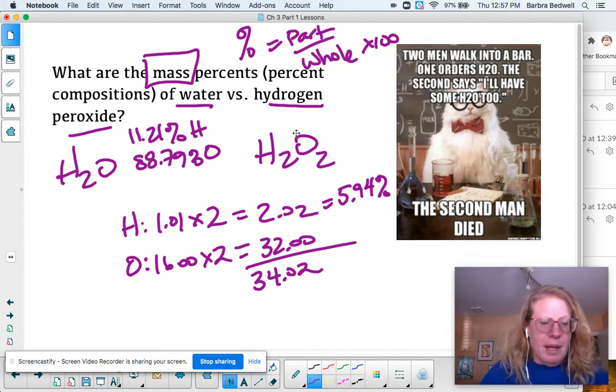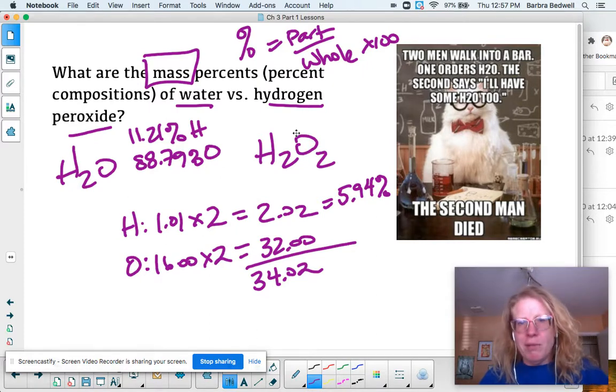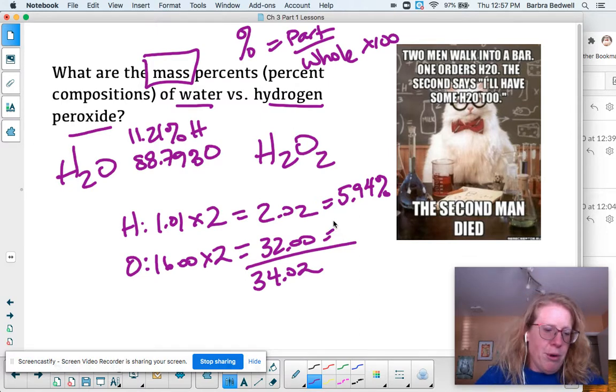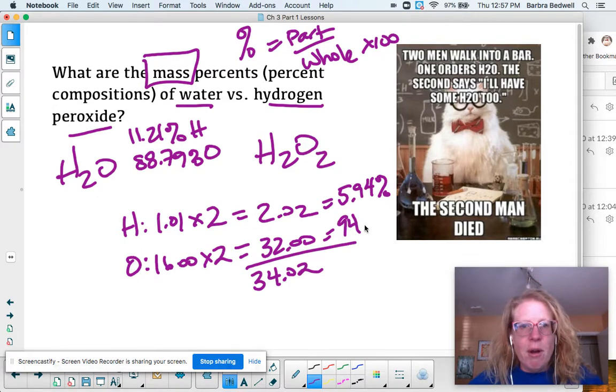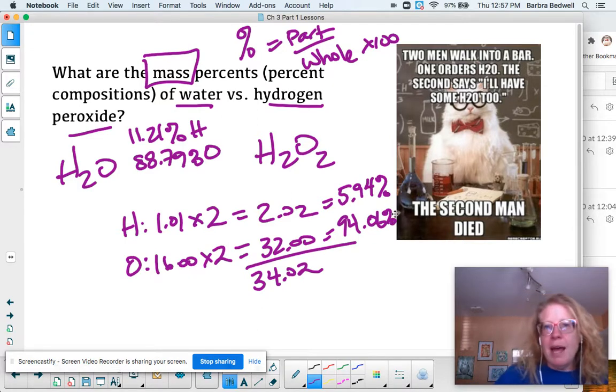And then our oxygen would be 32 divided by 34.02. It should be right around 95%. And we get 32 divided by 34.02, which is 94.06% oxygen.